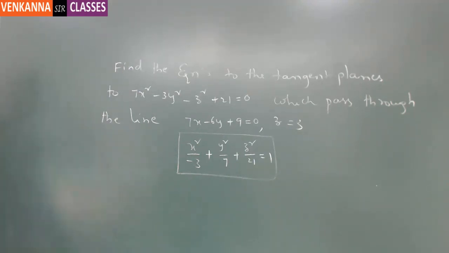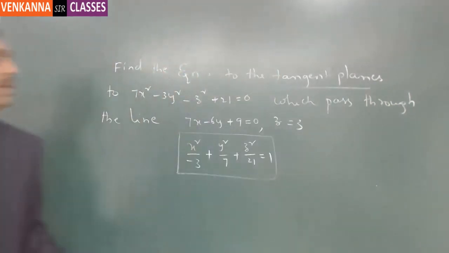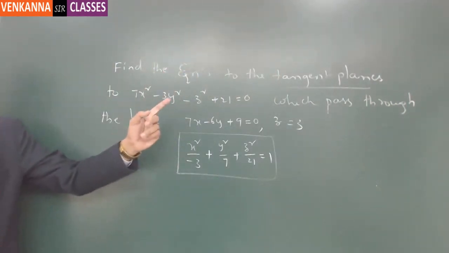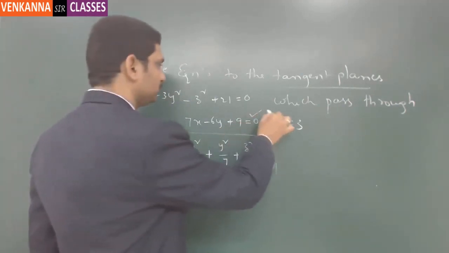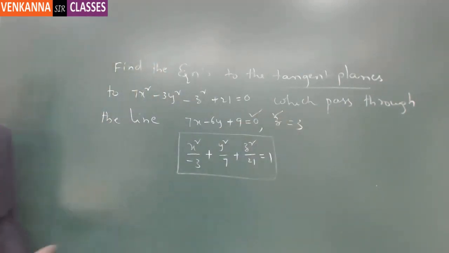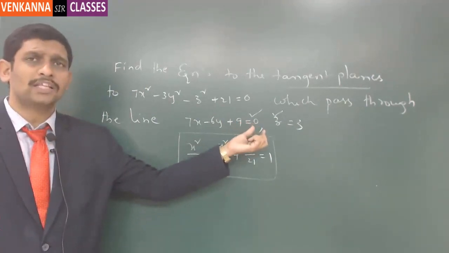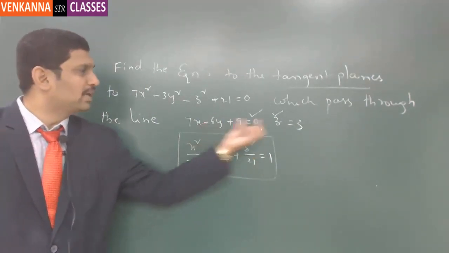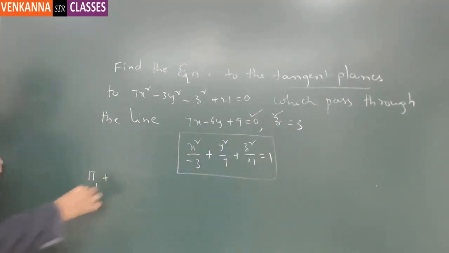Then we have to calculate the tangent plane and understand that the tangent plane is passing through this line. So here, if you treat these two as the planes pi 1 and pi 2, we have to use the formula pi 1 plus lambda pi 2 equal to 0, or you can say k, pi 1 plus k pi 2 equal to 0.